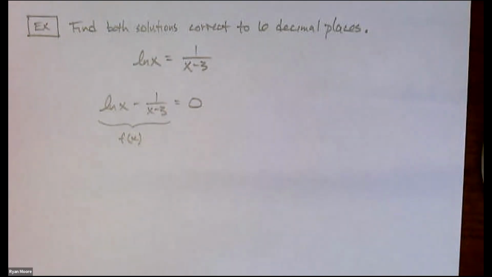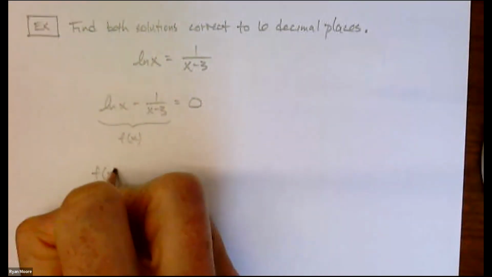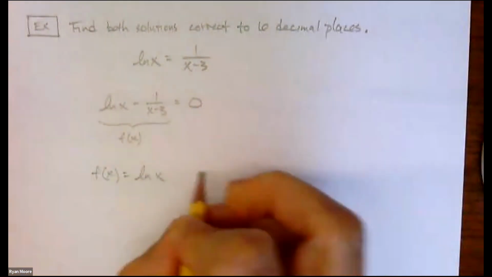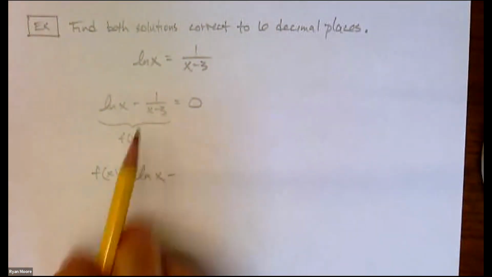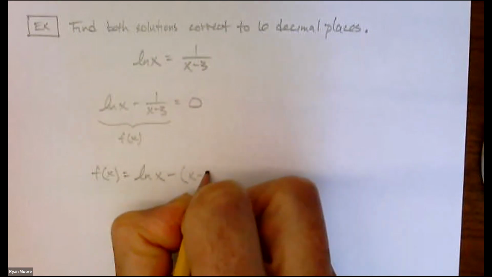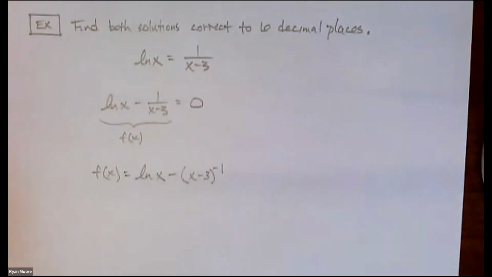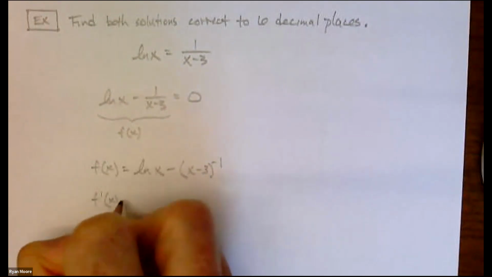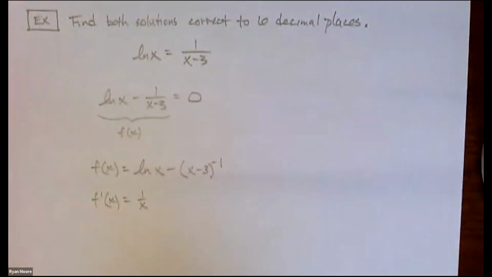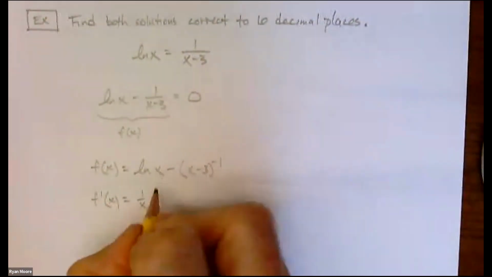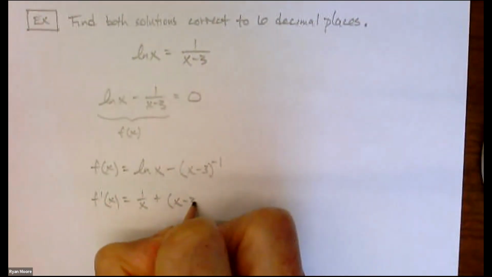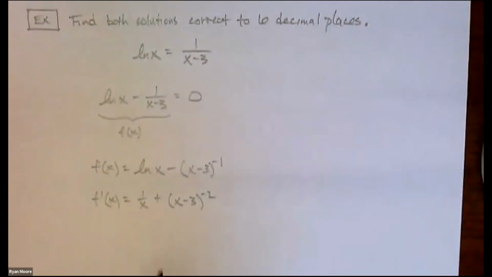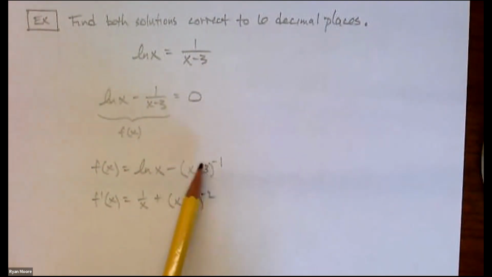Okay, let me write that again. And you know what, when I do, I'm going to think of 1 over x minus 3 as x minus 3 to the negative 1, so that when I take a derivative, it's a little bit easier. I've got 1 over x, and this will be plus x minus 3 to the negative 2. Then I'd multiply, chain rule, by this derivative, but that's just 1, so I got it right there.